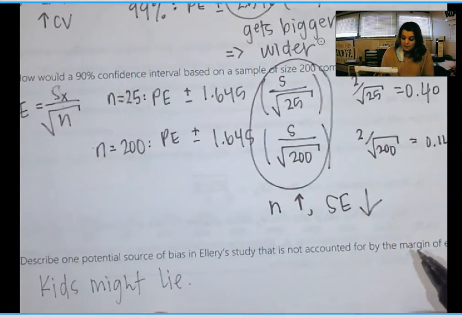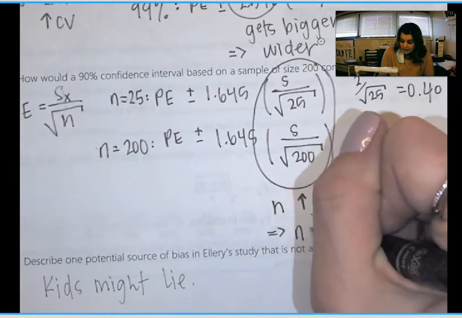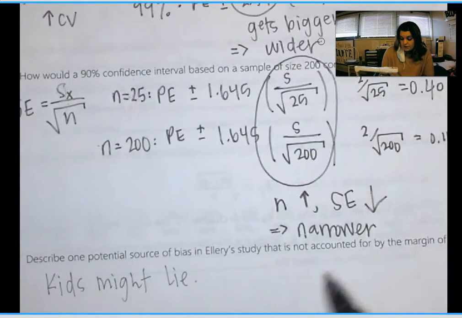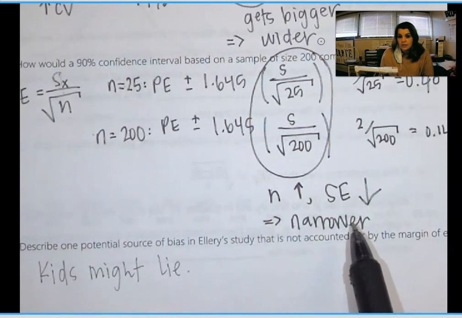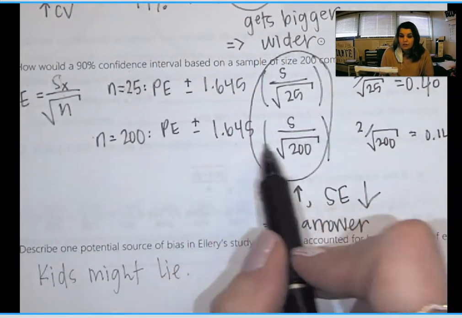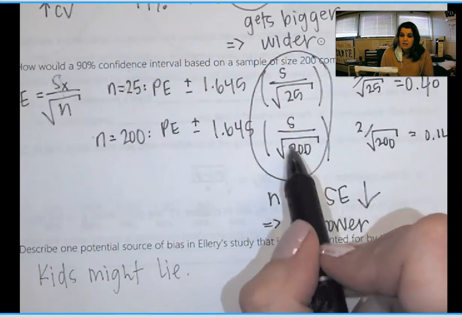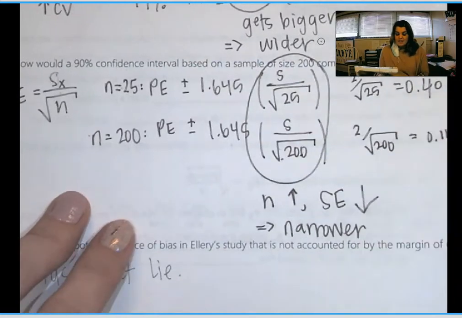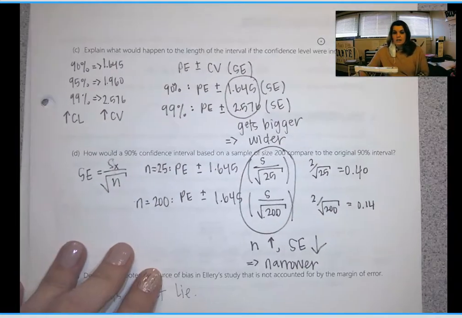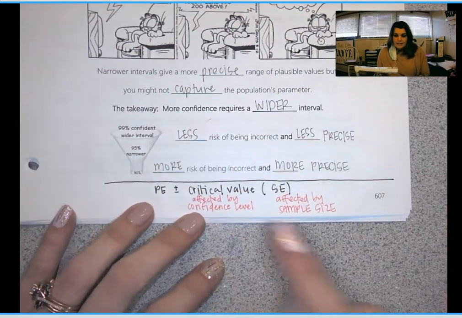So what will happen is that your interval is narrower. If your standard error decreases, then your margin of error also decreases. Because remember, margin of error is your critical value times your standard error. So this decreases, which means the whole thing decreases. So what is the biggest takeaway from these notes? Well, I'm going to write them down underneath the Garfield example.